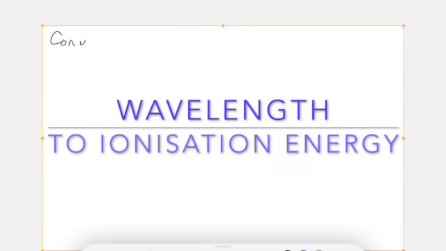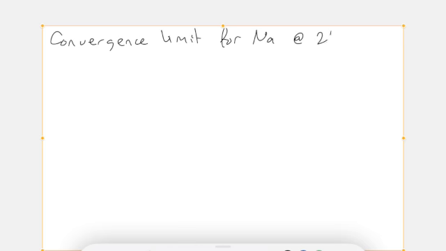The only other direction they can ask you is to work out the ionisation energy from a given wavelength at the convergence limit. Remember, that is the limit where the electron actually leaves the neutral atom, forms the ion, otherwise known as the first ionisation energy. Let's hope we get it somewhere close to the data booklet value. So the convergence limit for sodium is 242 nanometers.